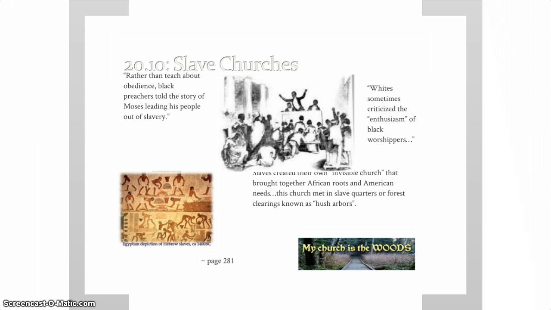Whites sometimes criticized the enthusiasm of black worshipers. This is what they had to hold on to, hope. They created their own churches. A lot of the time they would go into the woods and sit in these places, and they could become quiet places and things like that for fear of being broken up, which would happen sometimes in these communities.